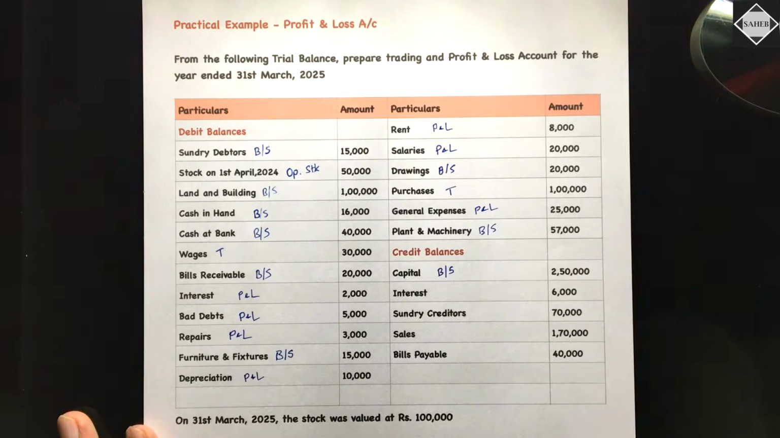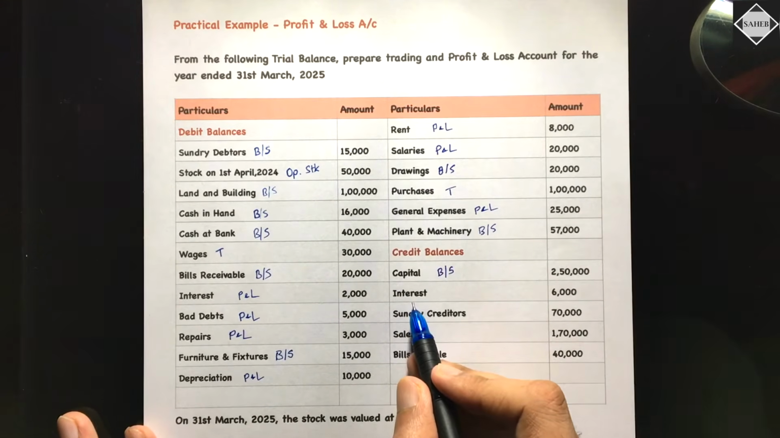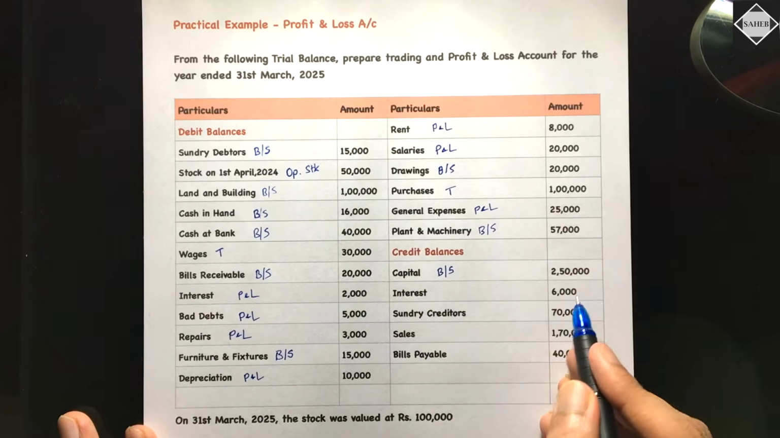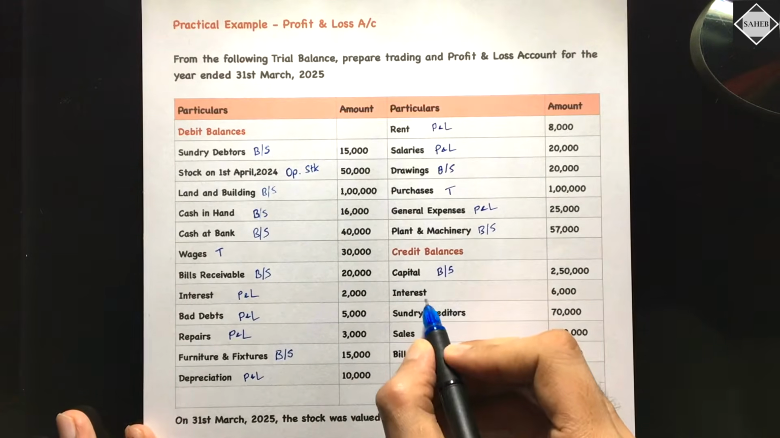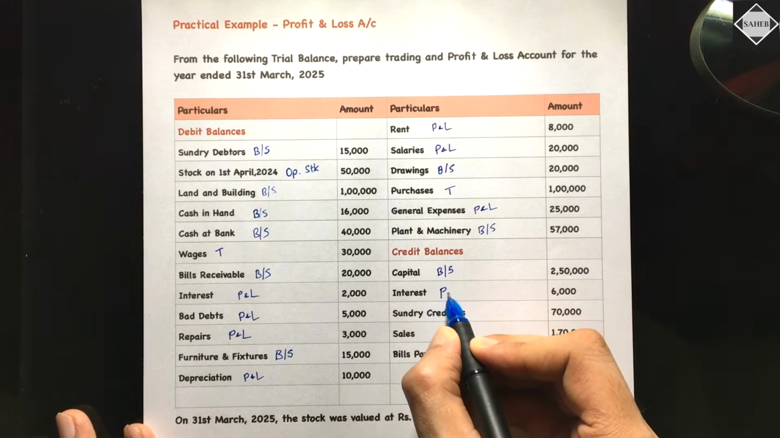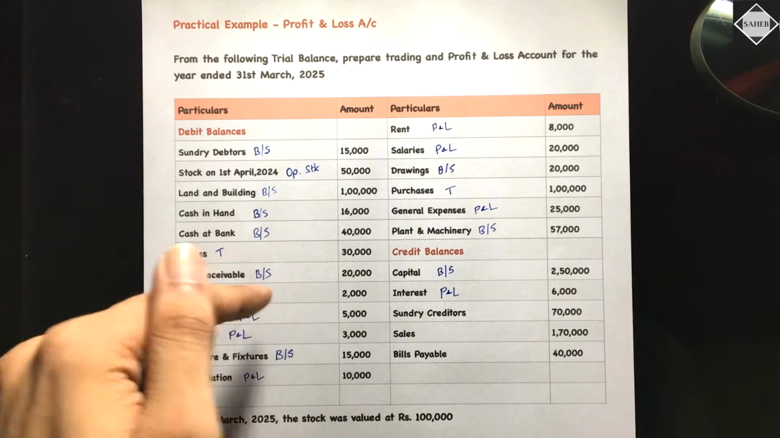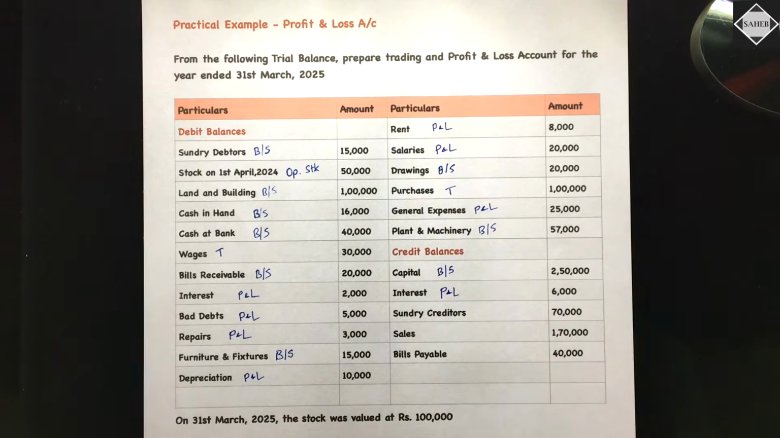We know that. Interest. You see, here also they said interest, here also they are saying interest. So how do we get to know which is which? It's really simple. Credit balance interest means it is interest received, isn't it? It's income. Interest income. So this will go in P&L on credit side. Okay. So debit side things will go on debit side. Credit side things will go on credit side. Like that also you can think.